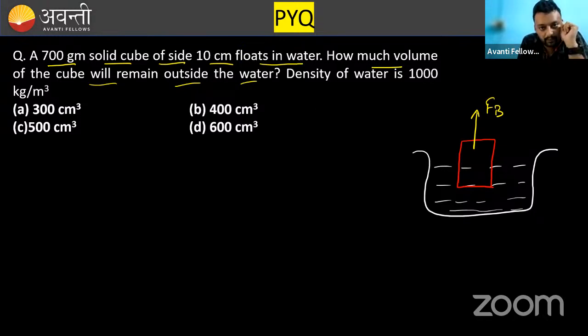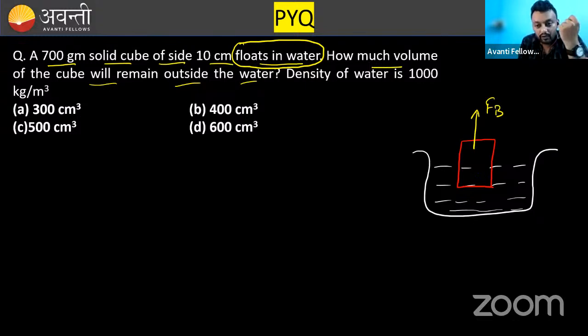Next thing is, they are saying that the block floats in water. If it is floating in water, what does it mean? That it is neither moving upward nor moving downward. It's at rest. If the block is at rest, then that means the net force on it is zero.